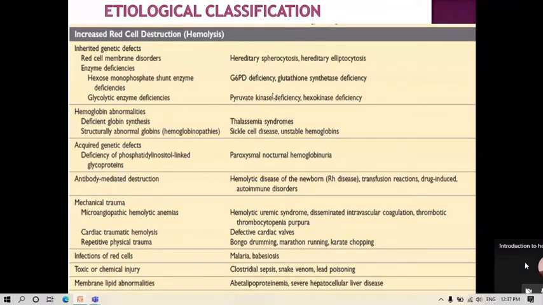So these deficiencies will lead to the formation of some material, the self hemoglobin will be formed, which will stick to the RBC membrane. And this kind of RBCs, when they go through the spleen, are easily destructible by the spleen. Then we can have hemoglobin abnormalities like thalassemia.